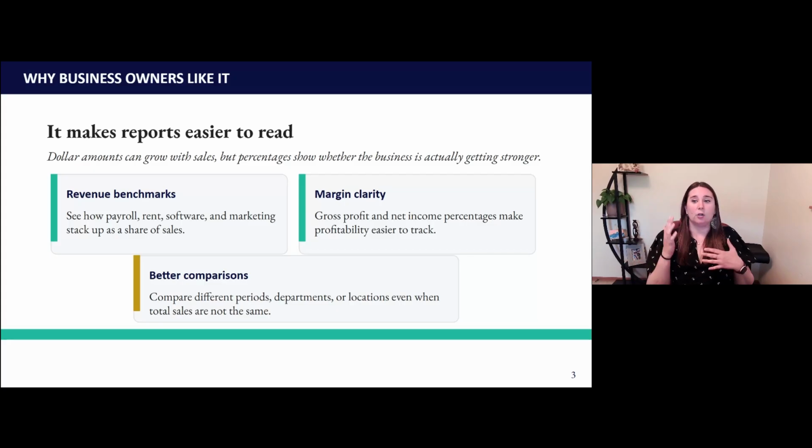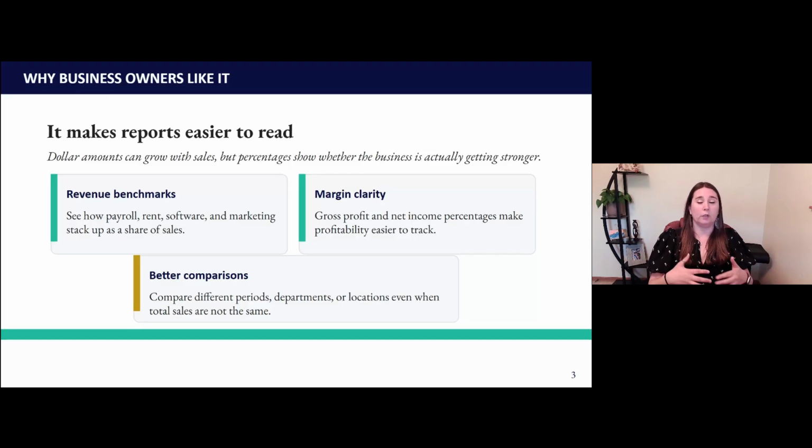All right. So the benefit of putting everything on a percentage side, that common size reporting, is that it's just a lot easier to compare things. We can look at things on a month to month basis, year to year basis, or even on a department or location or some other value in which you can easily compare what this one is doing compared to this one.